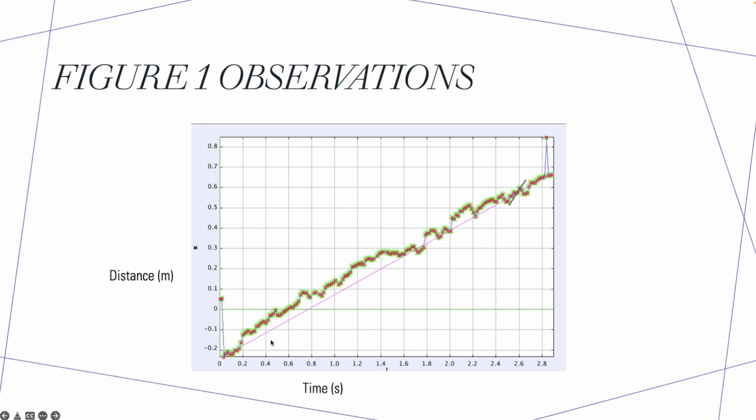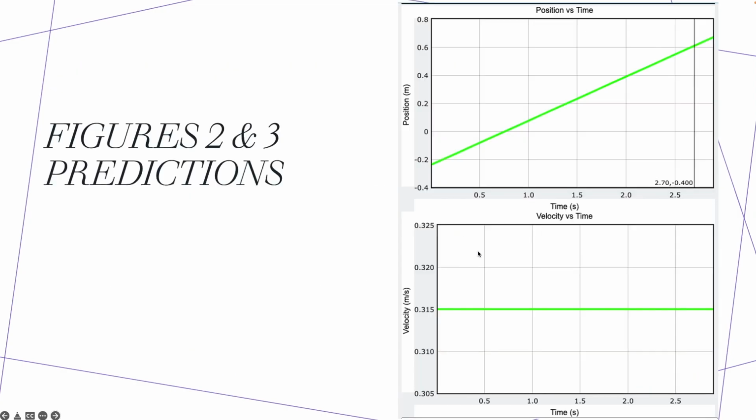Figure 1 demonstrates our first model, our observations model. These little dots are our position over time, and this line gives us a trend line for our position. Our second model is depicted by figures 2 and 3. Our position versus time graph, you can see that this is a constant line with a constant velocity and is not being affected by any outside forces.